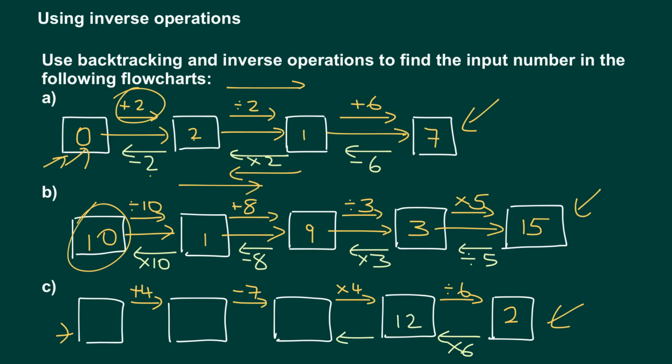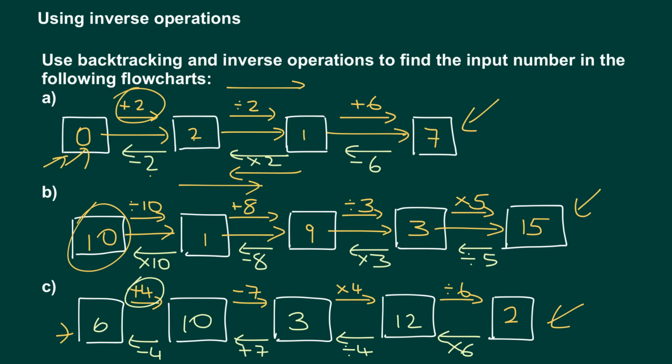Working our way backwards, we have times 4 becomes divided by 4. So 12 divided by 4 gives us the number 3. And again, going backwards, minus 7 becomes plus 7 at the bottom. So 3 plus 7 is 10. And then finally, we have minus 4 at the bottom to reverse the plus 4 at the top. And we end up with a 6. So our input number, guys, for this question is the number 6.